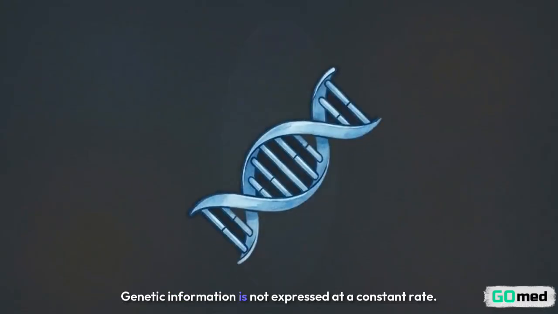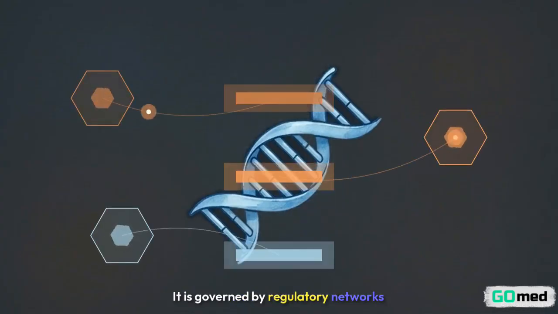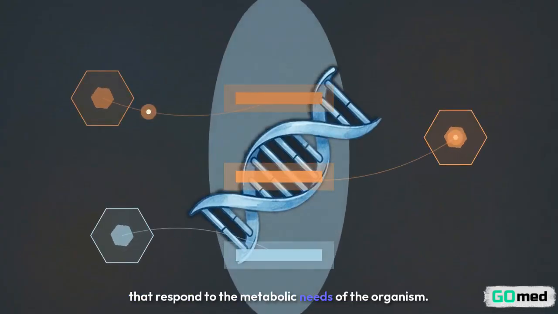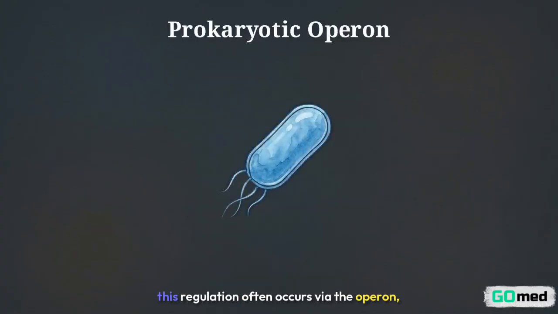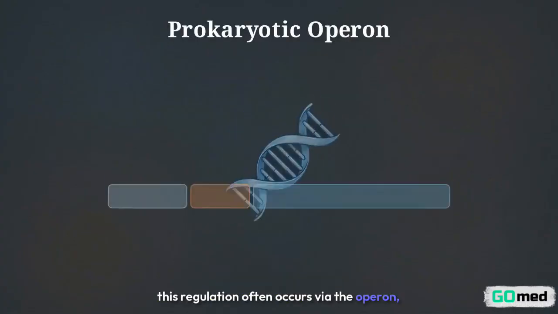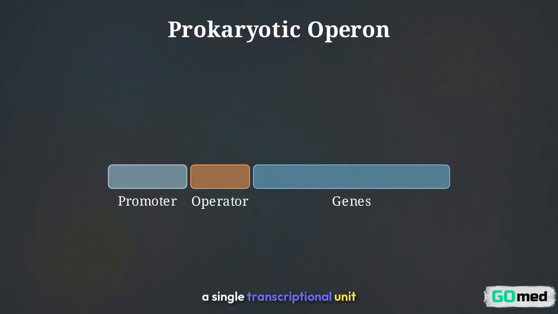Genetic information is not expressed at a constant rate. It is governed by regulatory networks that respond to the metabolic needs of the organism. In prokaryotic organisms, this regulation often occurs via the operon, a single transcriptional unit where multiple genes are controlled by a shared promoter and operator.